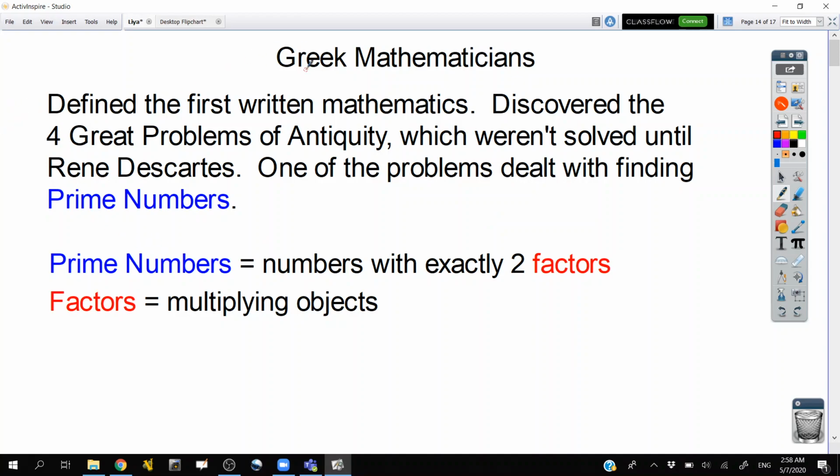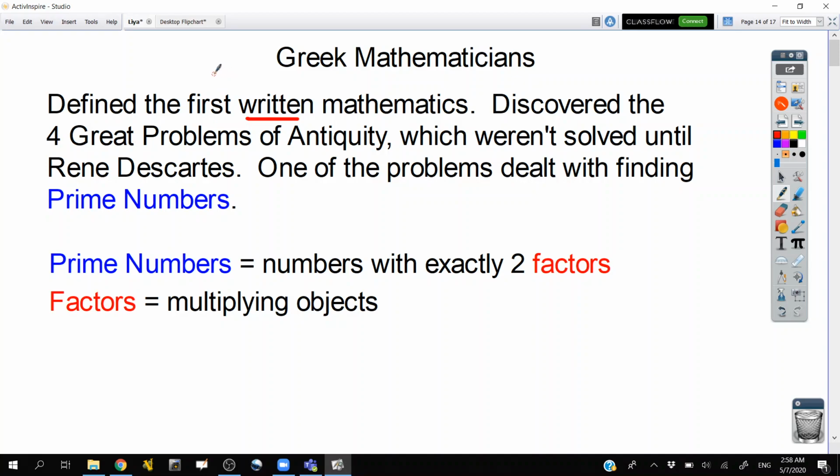The Greek mathematicians, I talked a little bit about the Greeks earlier. Math has had a few golden periods in history, where there have been a few hundred years in which all of this math is created. And then we go for hundreds and hundreds of years with nothing being done. And the Greeks were one of the first really great golden periods of mathematics, which is why we go back to them. So they defined the first written mathematics.